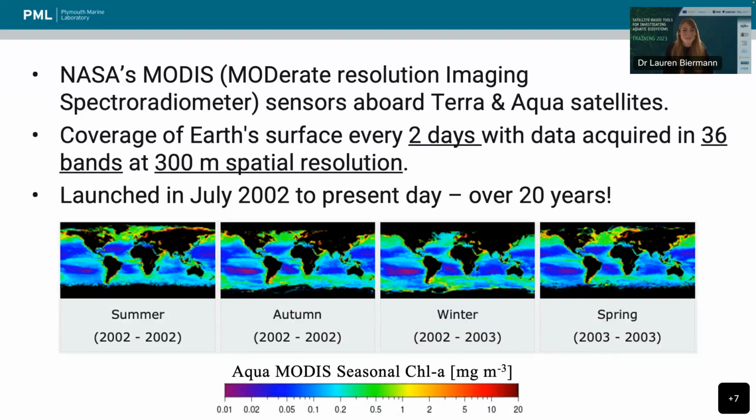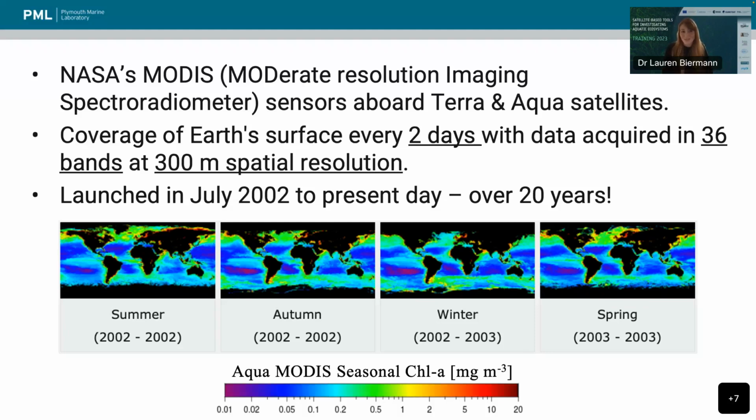These radiometers sit aboard two satellites, Terra and Aqua, and they give us extraordinary coverage every 2 days with data acquired in 36 bands at 300-meter spatial resolution, which means MODIS has been giving us data for over 20 years, which is incredible. I know for a fact there are people on this course that are younger than these satellites, but we can go back and see what was happening in the summer of 2002, thanks to MODIS, and then in the spring of 2003, and then we can compare how things look now to how they looked 20 years ago.